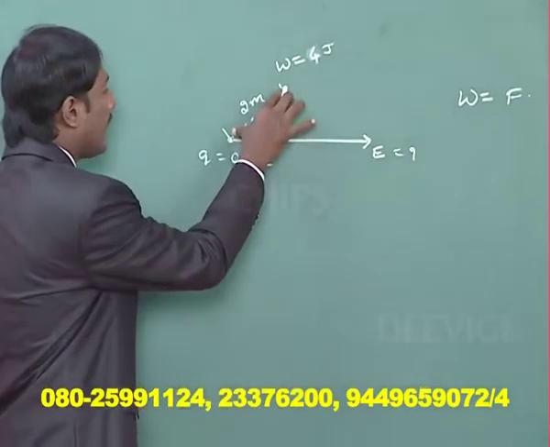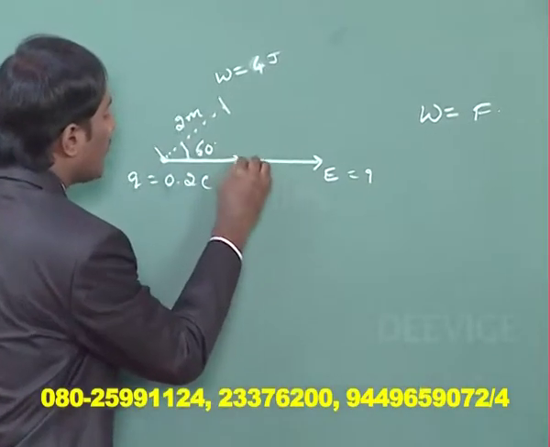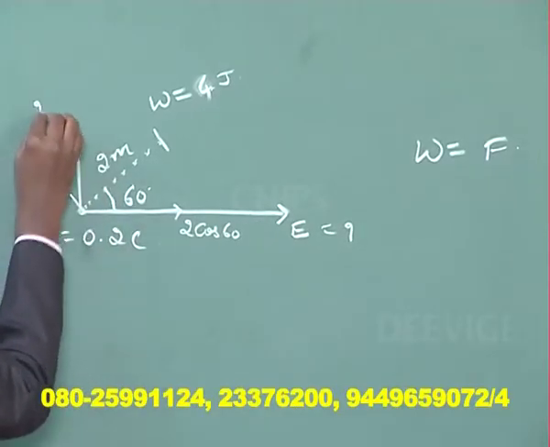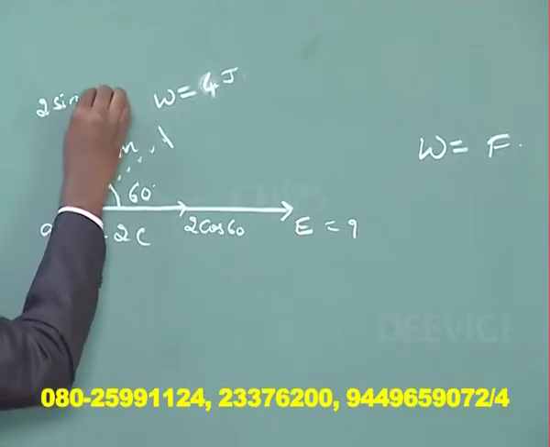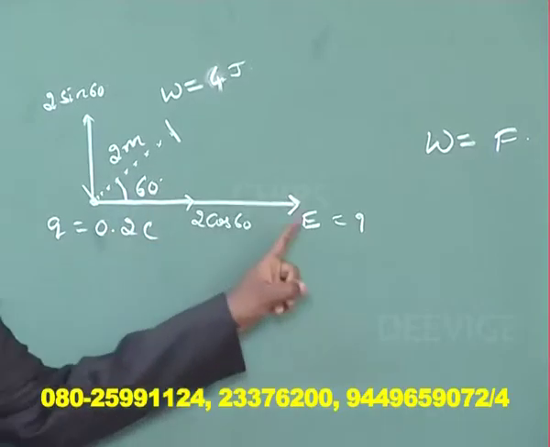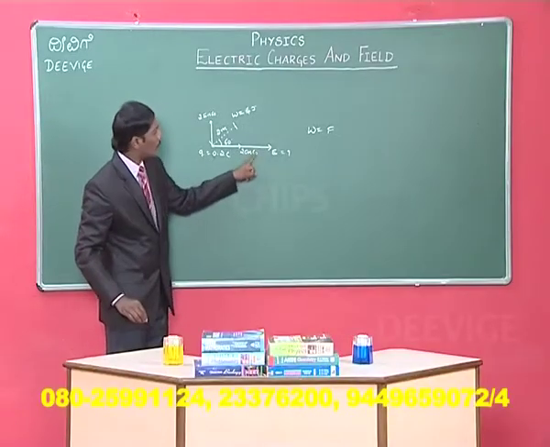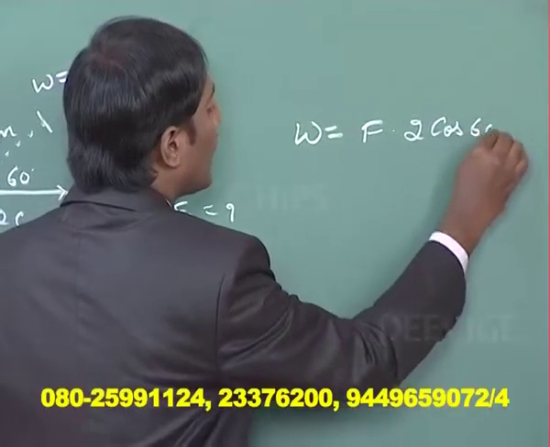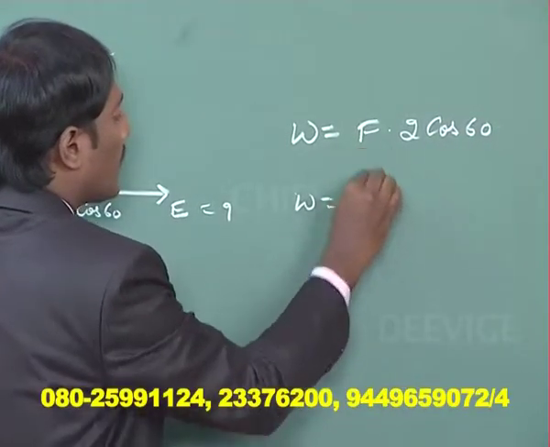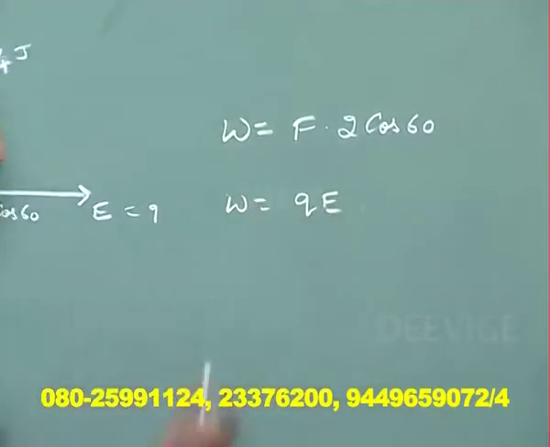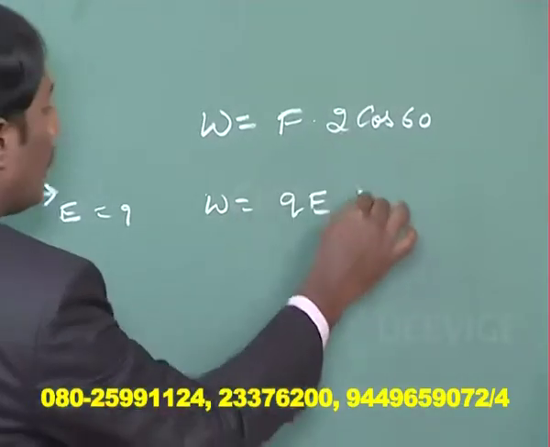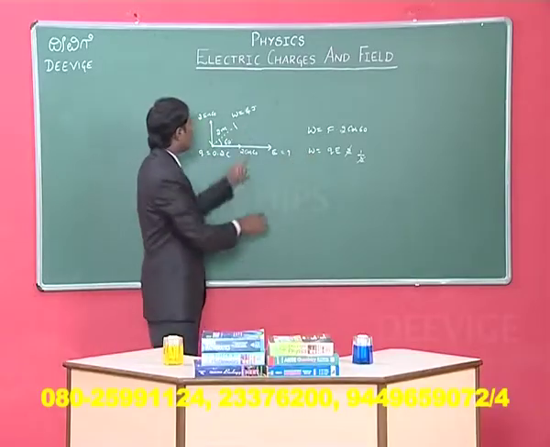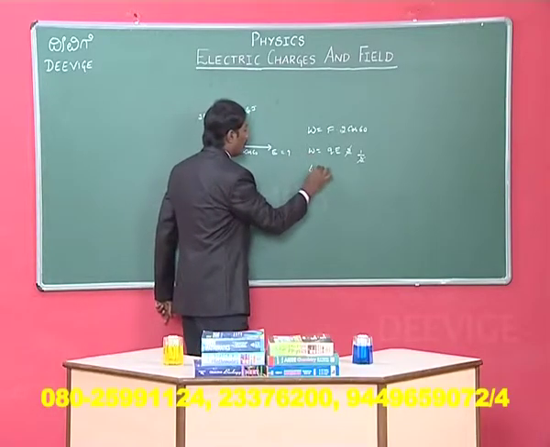So, this 2 meter can be split into 2 components. This is 2 cos 60 and the perpendicular component is 2 sin 60. So, the displacement taken along the direction of the electric field is 2 cos 60. So, force into 2 cos 60. Work is equal to the force experienced in the electric field, given by the formula Q into E. 2 cos 60 is 1 by 2, the 2 gets cancelled. The work done is given as 4 joule.